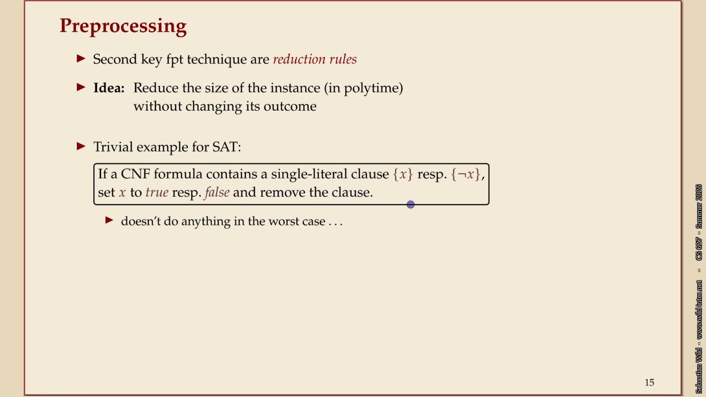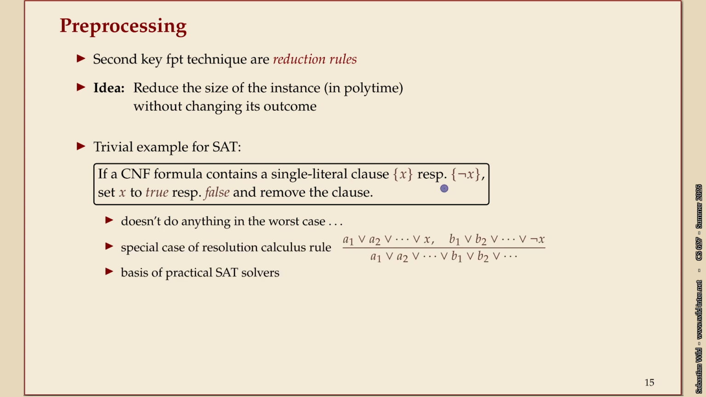Okay, not exactly exciting, because most formulas won't contain any such extraneous clauses. But if they do, it's a valid reduction rule. It certainly doesn't change what the truth value is. Now, this sounds super unhelpful or boring and less powerful than anything. It's actually a special case of, I guess, the most effective way to solve satisfiability in practice.